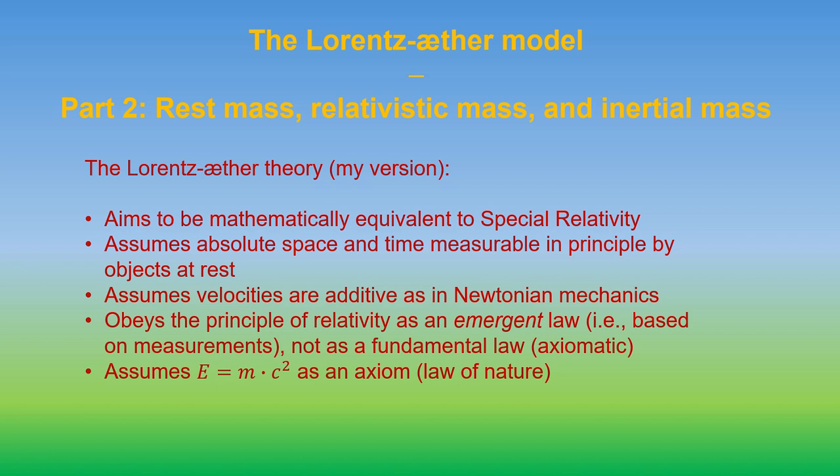My version of the Lorentz-ether theory is different from the original version in that I start from the iconic Einstein equation, E equals mc squared, as an axiom, not something we derived from other properties of electrodynamics. And because we assume absolute space and time, and because we don't adopt Minkowski space, we can legitimately distinguish between rest mass, the mass of an object at rest, and relativistic mass, the mass of that same object moving at relativistic speeds.